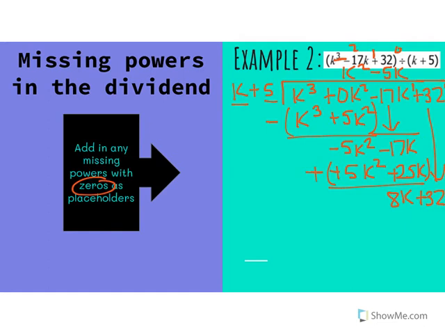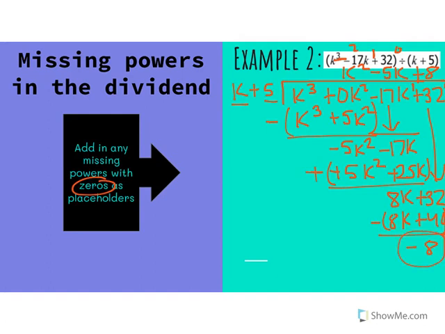What times k will get me 8k? It's going to be a positive 8 there. So then now 8 times k is an 8k. And then 8 times 5, we get our 40, positive 40. Subtract that whole thing in parentheses. The k's cancel out. This is a negative 40 plus 32, so now we have a negative 8 left over as our remainder.